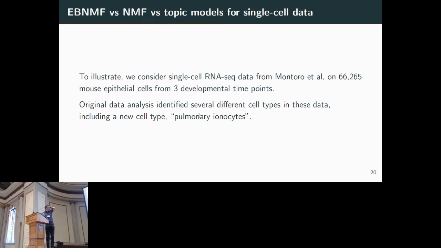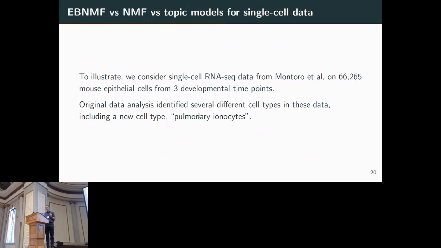Okay, so these data are from a paper by Montaro et al. They're mouse epithelial cells. The only thing I'm going to highlight here is that the main focus and contribution of the paper is to discover a new cell type that they name pulmonary ionocytes. That's going to come up in a moment, because our method is going to give you a better view of those.